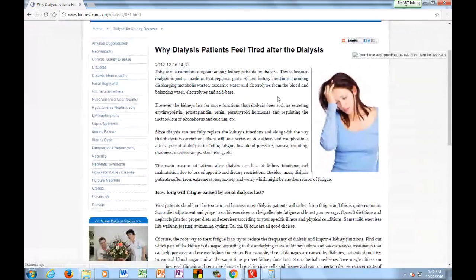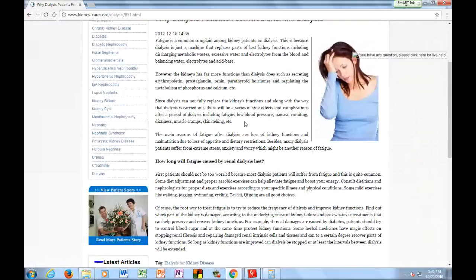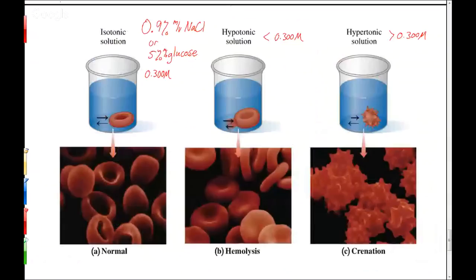This might not be helpful either. The main reasons of fatigue are loss of kidney function and malnutrition due to dietary restrictions. Oh, yeah, and stress and worry and stuff like that. So probably not a chemical thing then, but probably something in there.